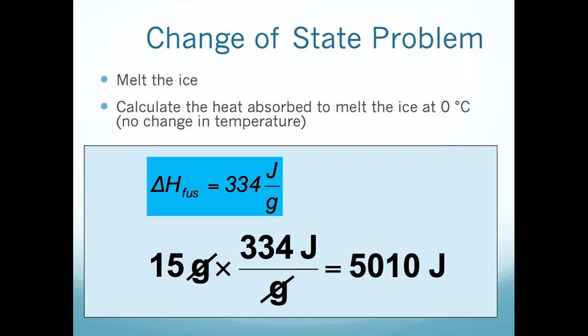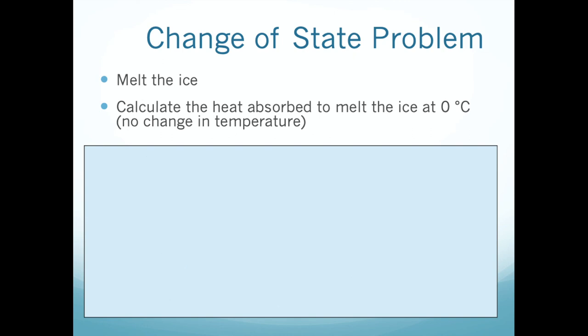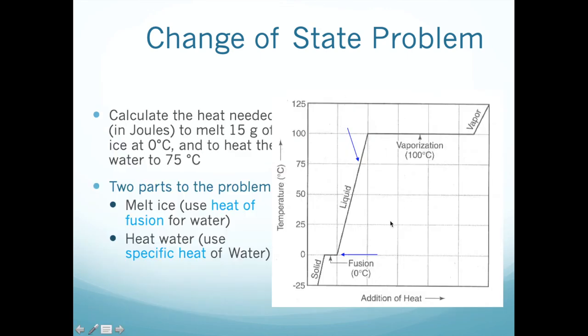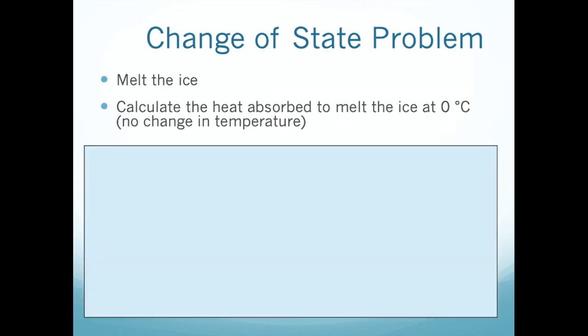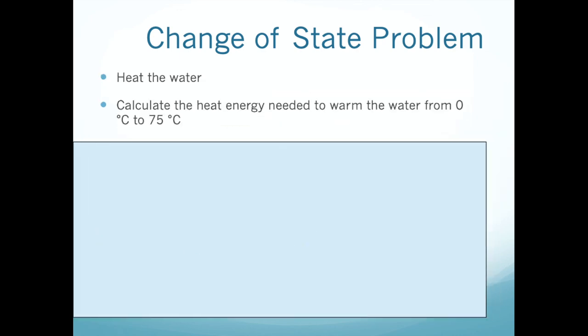Your 15 grams of liquid water you've made now needs to heat up. So again, think back, if we go back to that graph, you can kind of see that here. We're going from 0 degrees Celsius to 75 degrees Celsius. So that's a delta T of 75. And we have 15 grams of liquid water.